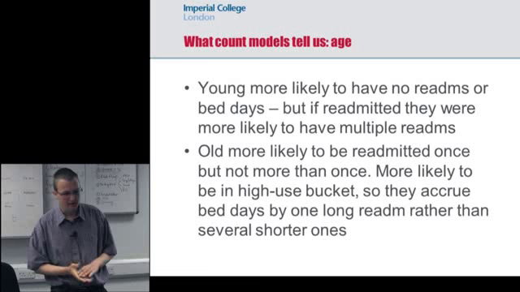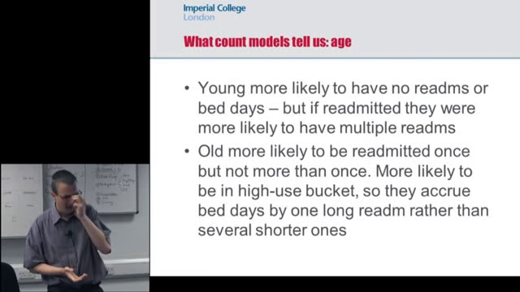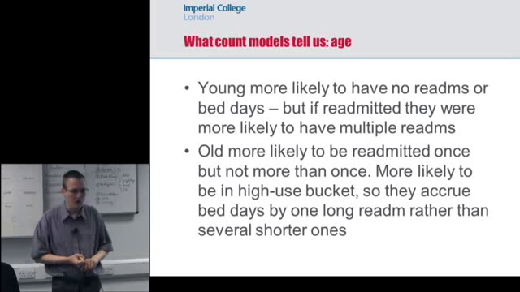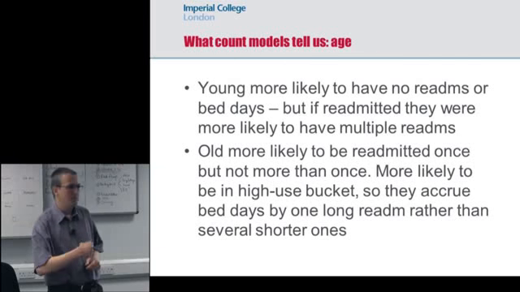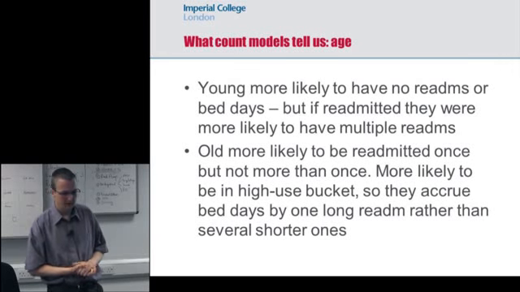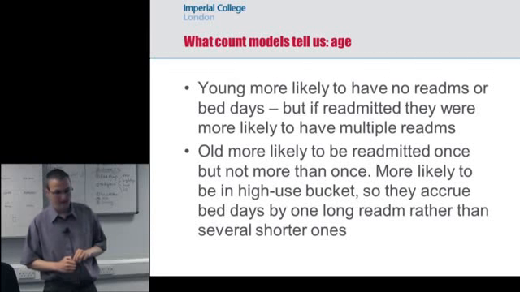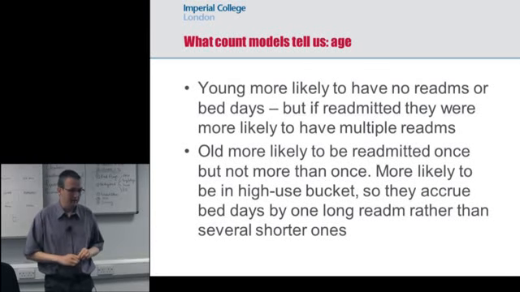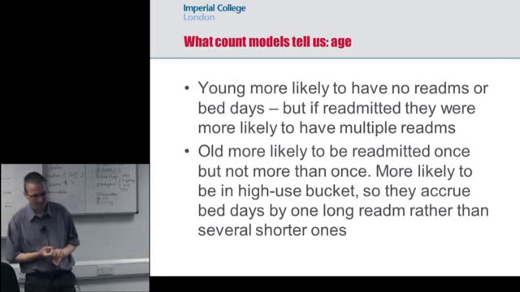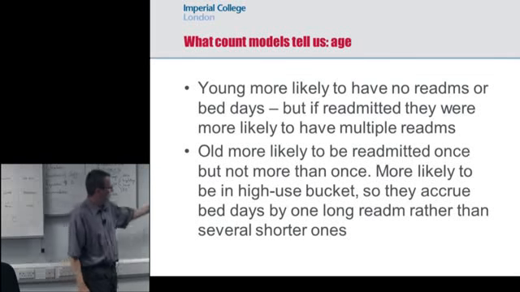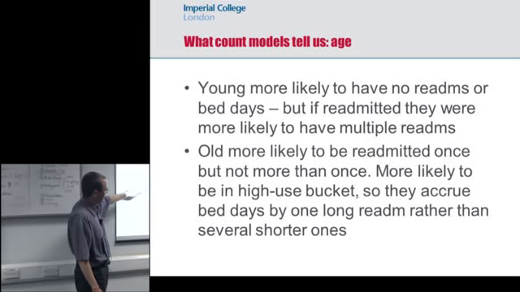And it suggests, for instance, that the young people are more likely to have no readmissions or bed days, but if they are readmitted, they're more likely than older folk to have multiple readmissions. So you can't get that information from the standard yes/no. The older, on the other hand, are likely to be readmitted only once, but not more than once. But on the other hand, they're more likely to be in the high-use bucket.